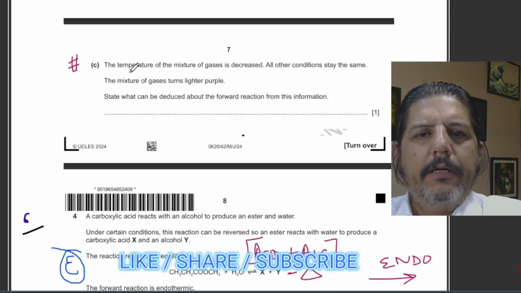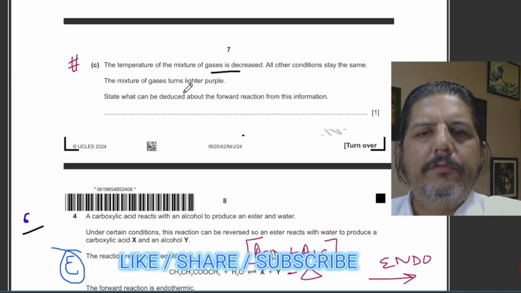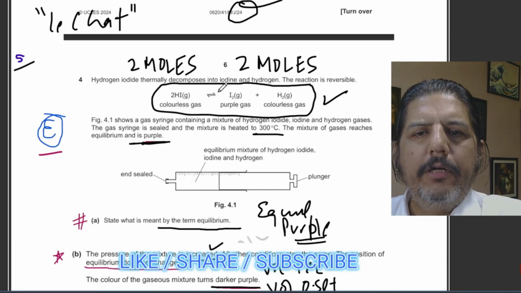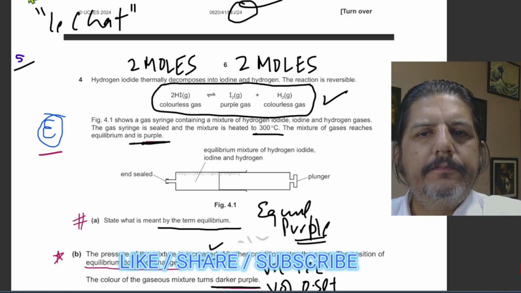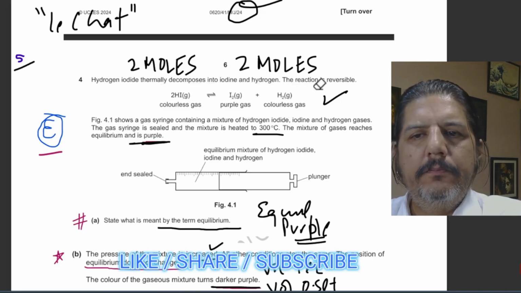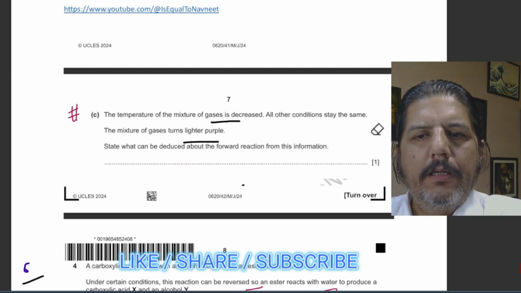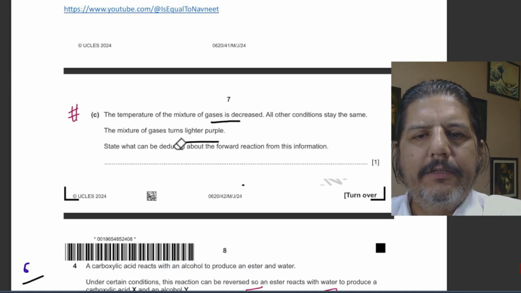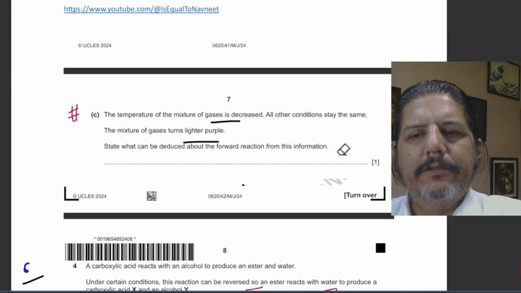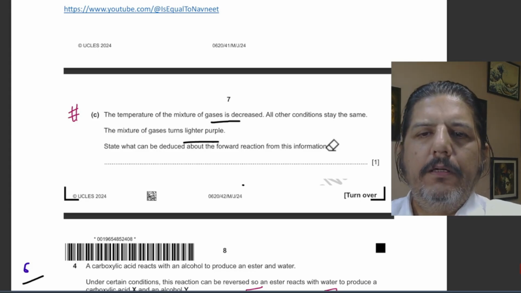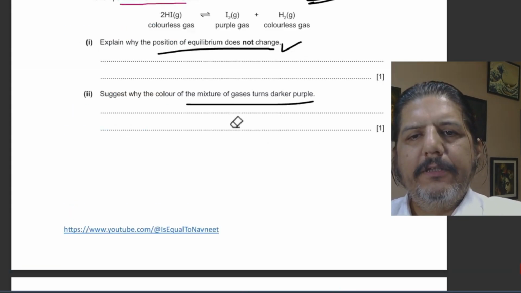Next part is the temperature of the gas is decreased. All the conditions are the same. The mixture turns lighter purple. So it becomes lighter purple. Basically, from the lighter purple state, can it be deduced what can be deduced about the forward reaction from this information? So temperature is decreased.